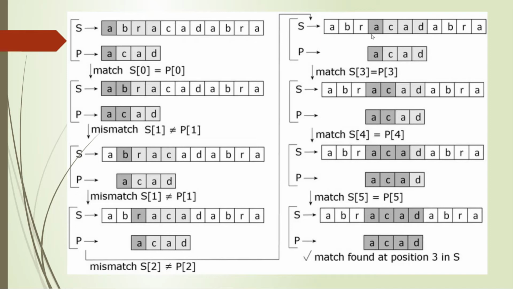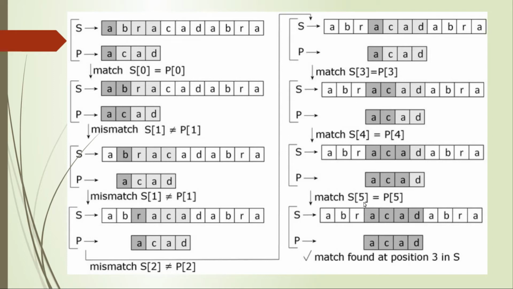Again it is moved to the next character. So there is a match over here. These two characters match. A and A are matching over here. Since they are matching, it will check for the next matching character. C and C, there is a match. It will go for the next matching character. A and A, there is a match. It will go for the next matching character. D and D. So this pattern ACAD is found at position 3 in S.